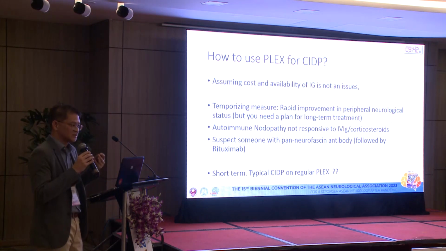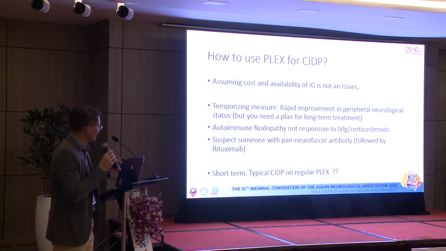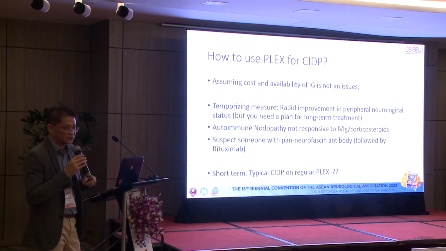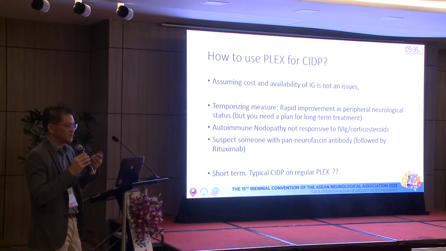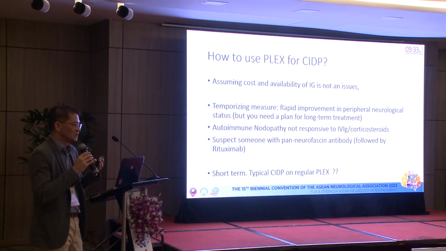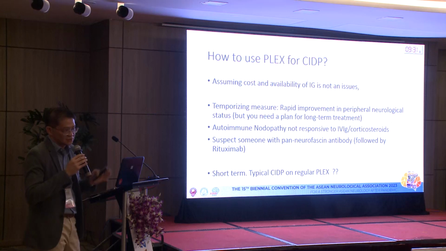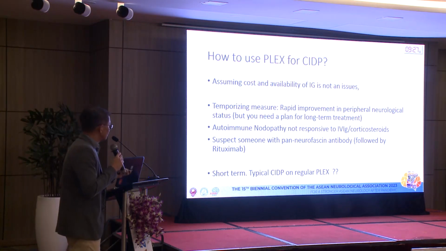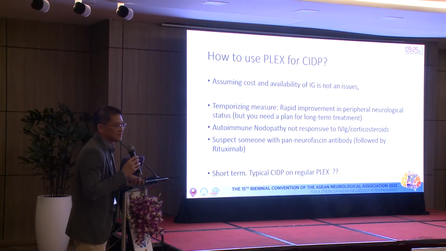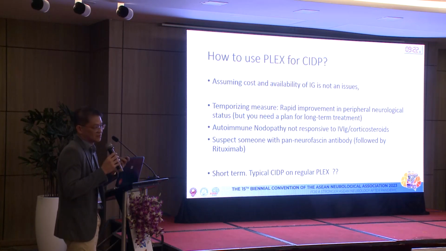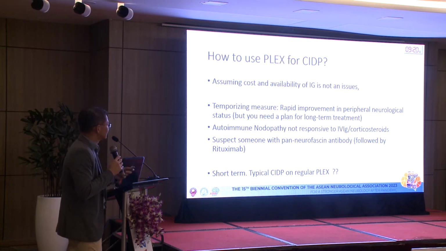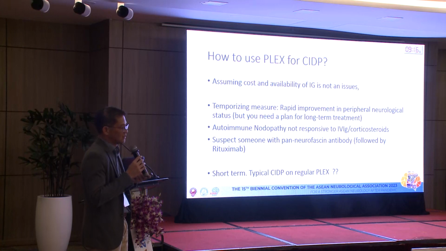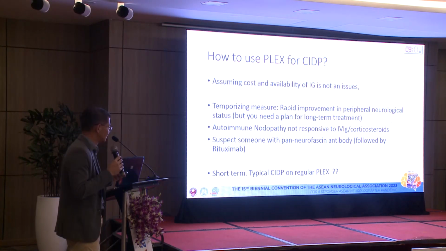of what to do. If, for example, it's a severe form of CIDP, you treat with plasma exchange, you get them better, and only then you plan whether this patient needs further treatment, for example rituximab, just to maintain them in remission. So for autoimmune neuropathy not responsive to IVIG and steroid, you can consider the use of plasma exchange. And also in some patients where you suspect a pan-neurofascin antibody kind of neuropathy, you can try using plasma exchange.